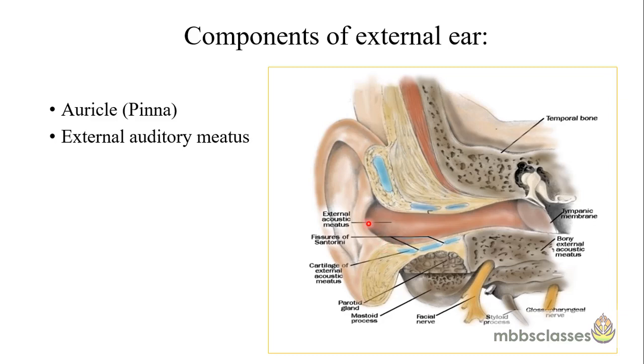The external auditory meatus is in continuation with the pinna, which starts at the concha and goes up to the tympanic membrane.